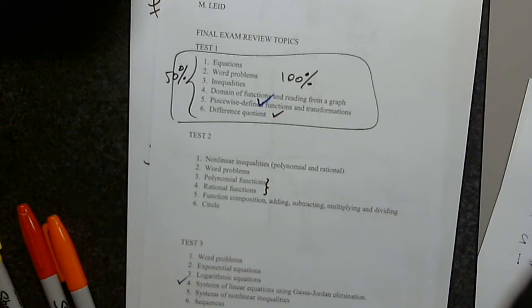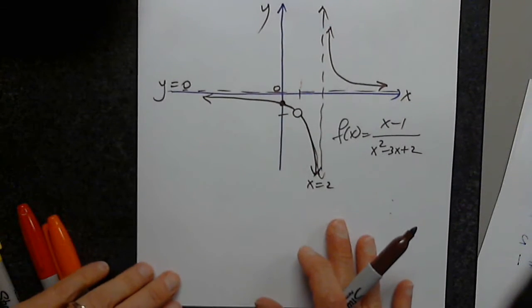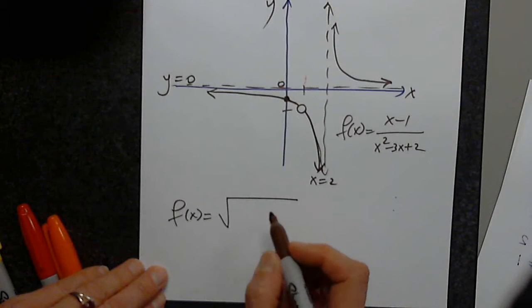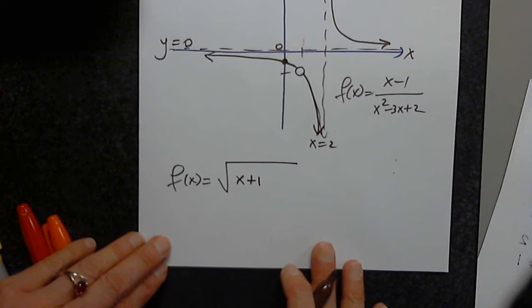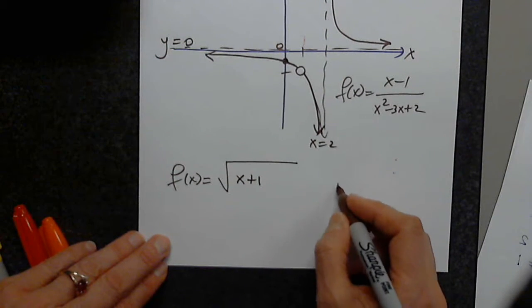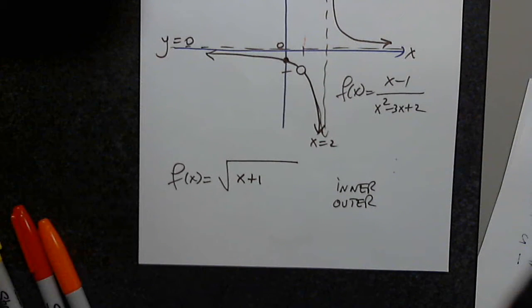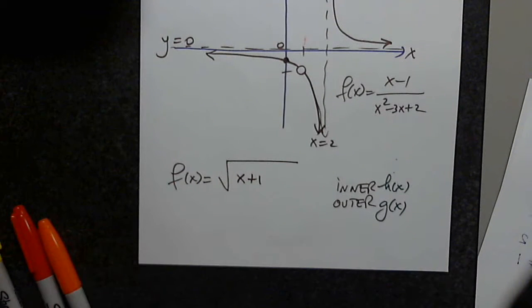Good. Next topic, please. One way below the function composition. Function composition, very good. So let's say we have f of x equals the square root of x plus 1. I would like you to decompose it into an inner and an outer. It's an example. Give me the inner function. Let's call it h of x. And let's call the outer function g of x. What will be the inner function?